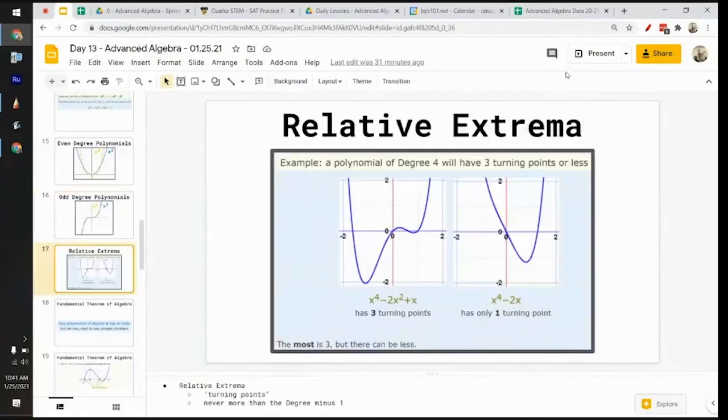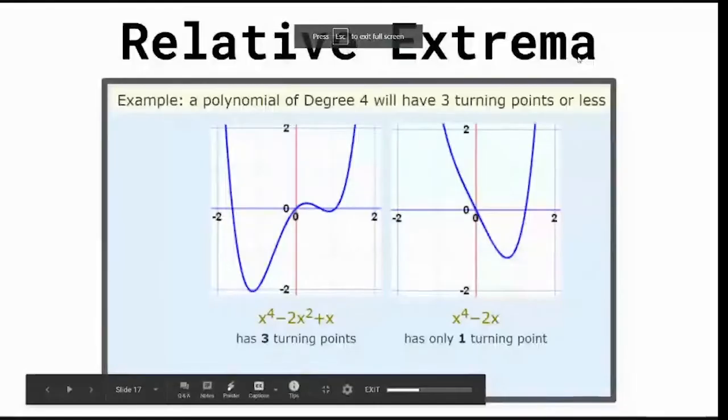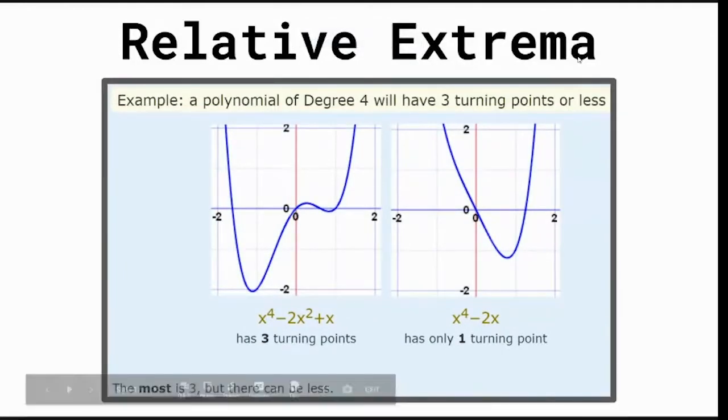Okay, there's this thing called relative extrema. You can have a relative min or a relative max. Extrema just means extreme values. Okay, so it's either a min or a max. That's what extreme values means. And it says right here, a polynomial of degree 4. So remember, that means the power is 4.